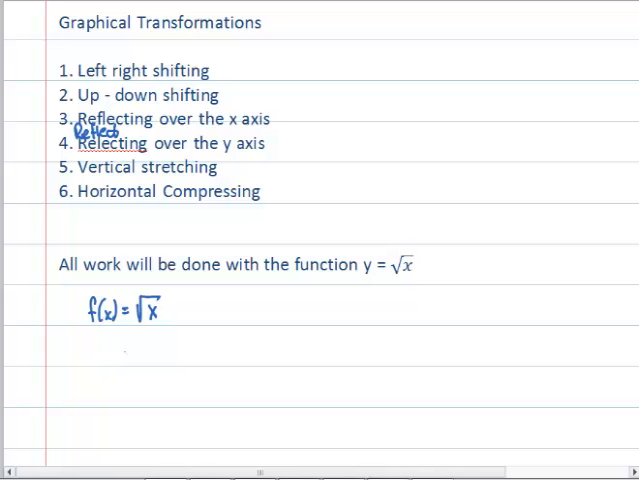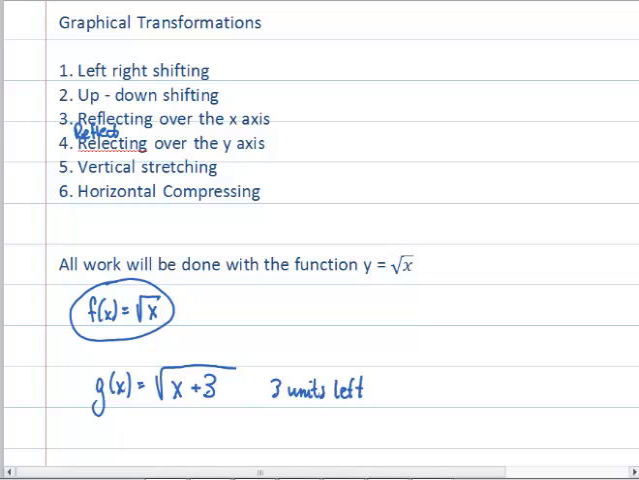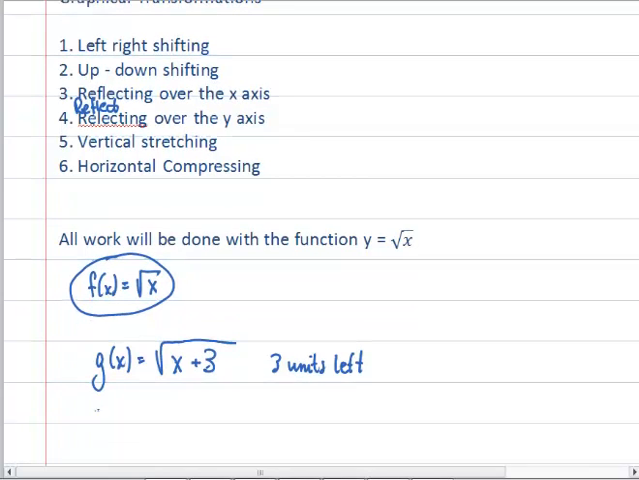In order to move this function to the right or to the left, you would have to operate on the inside of the function. So if I want to call g of x my function, and f of x is for comparison, to move this function to the left, I would say g of x is the square root of x plus a number. So let's say I want to move it 3 units to the left. By adding 3, it's going to move the function 3 units left. If I want to move the function 3 units to the right, then the function would have to be the square root of x minus 3.